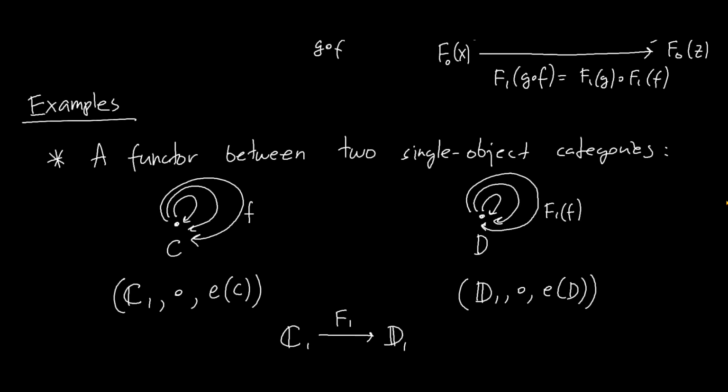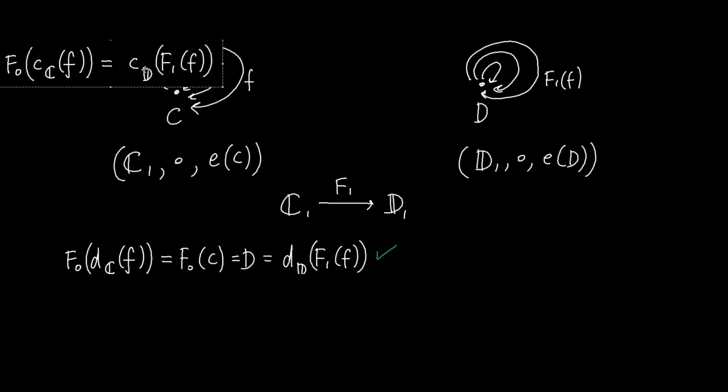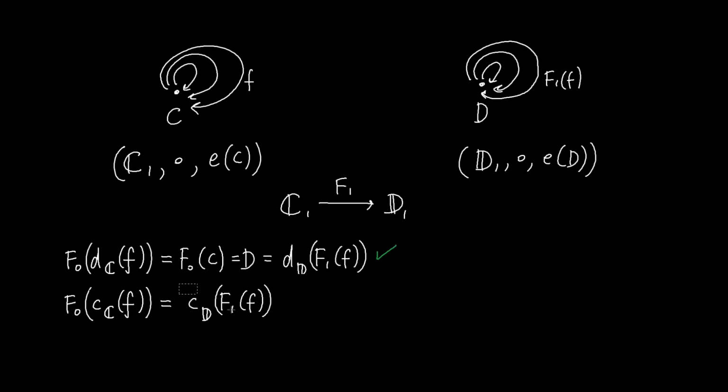In exactly the same way, the second property will hold for free. So this will be F0 of C, and that must be D, and D must be the codomain of any morphism in the other category. So this will also hold for free.